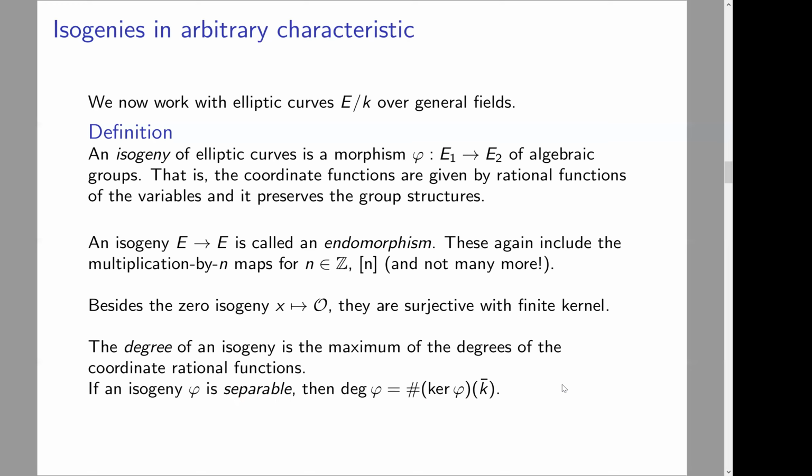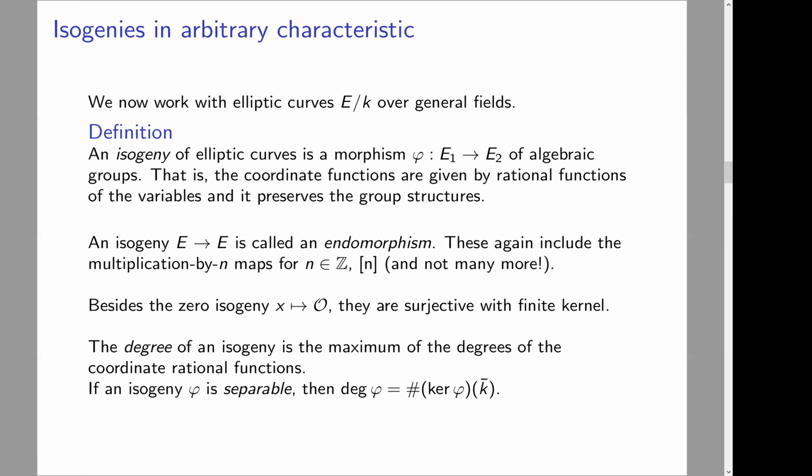Separability is only an issue that really comes up in positive characteristic, which unfortunately is exactly the characteristic that we're interested in. In characteristic zero, this is not an issue. Everything is separable, but in positive characteristic, you can have inseparable morphisms. So we will have to concern ourselves with that at some point. But if it is separable, then the degree is precisely the number of points of the kernel. Cool.